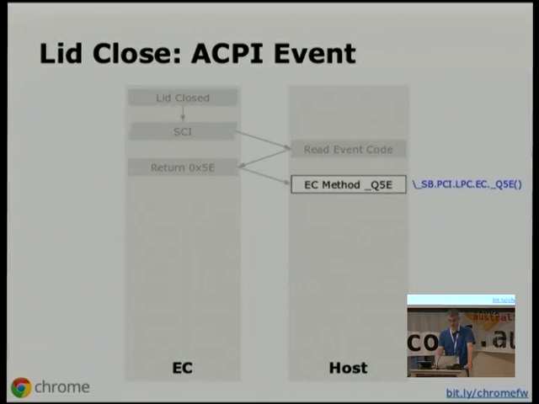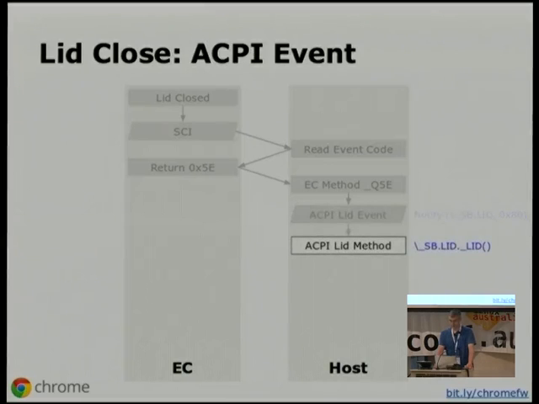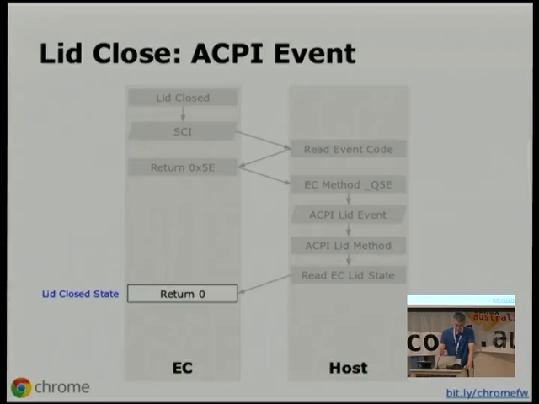And then, I believe this is still the EC driver in the kernel, will go and attempt to execute and find this special defined handler for the 5E event. That will then generate a notify to the lid device, which will then go and execute its lid method, which will then go and attempt to talk to the EC again to figure out the current state of the lid switch. And so it'll ask the EC, and the EC will say the lid is closed, returns a 0.